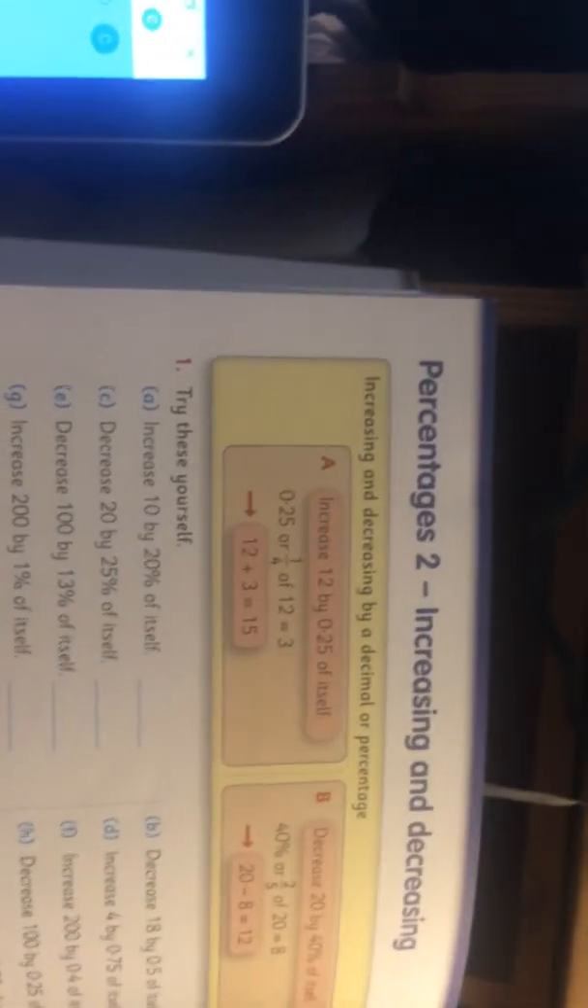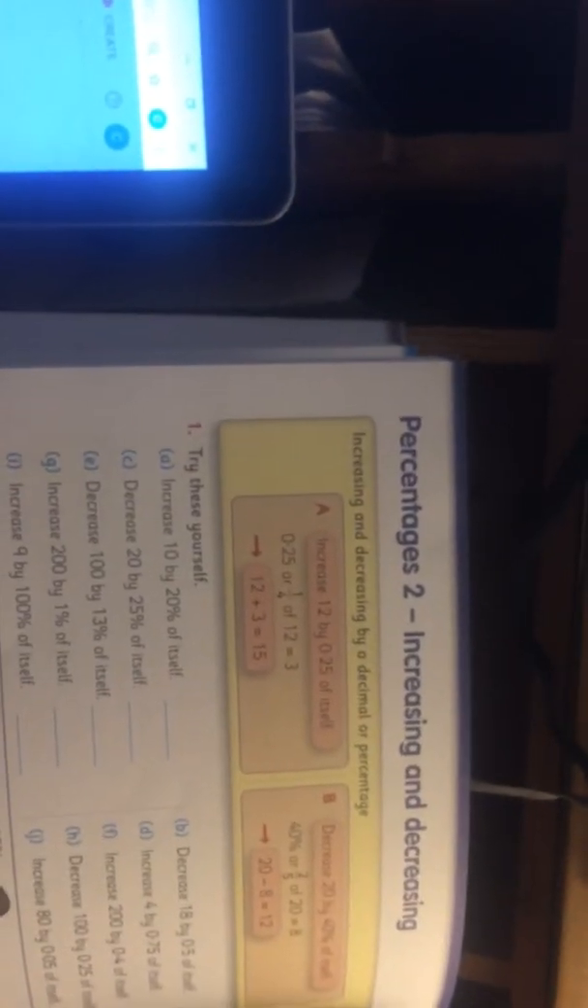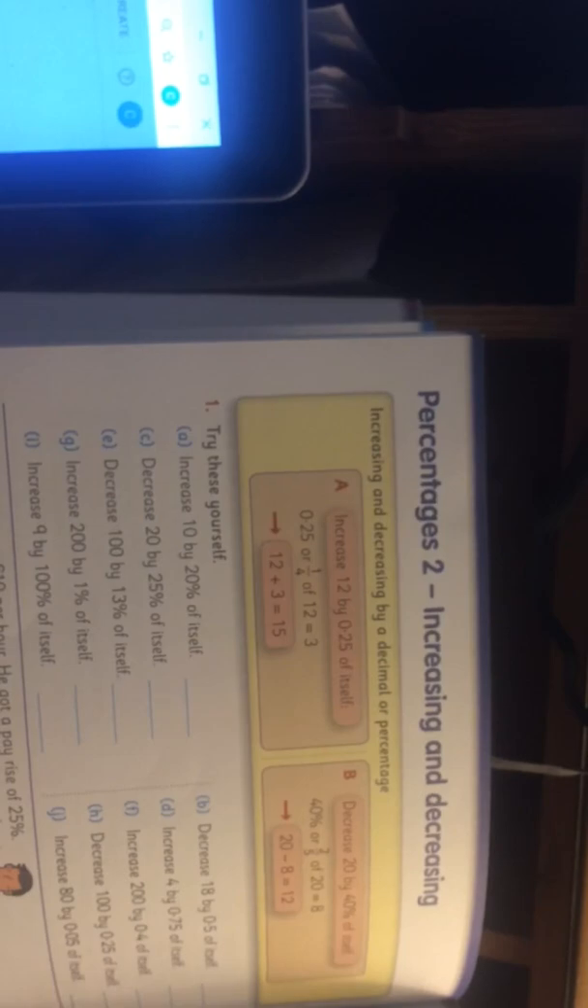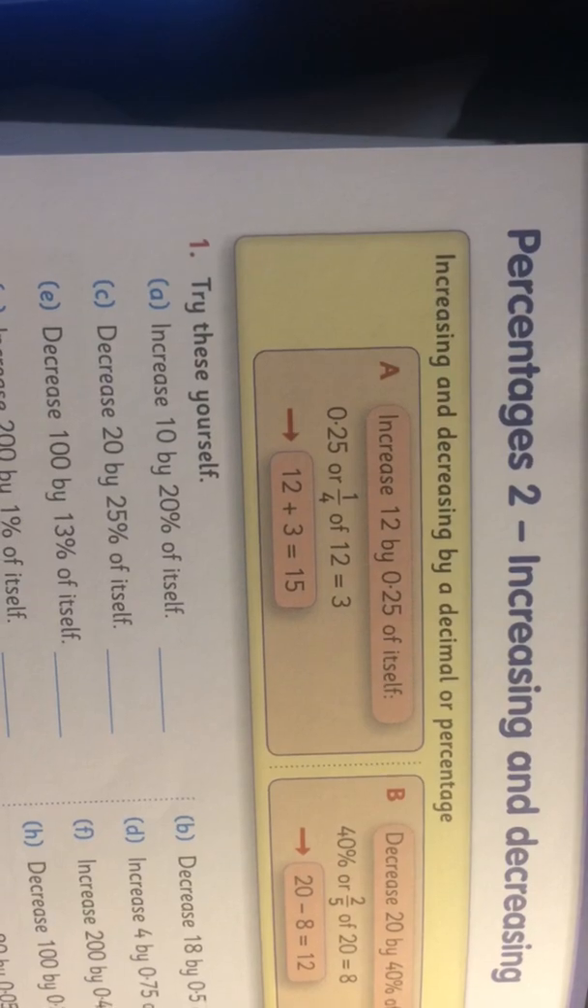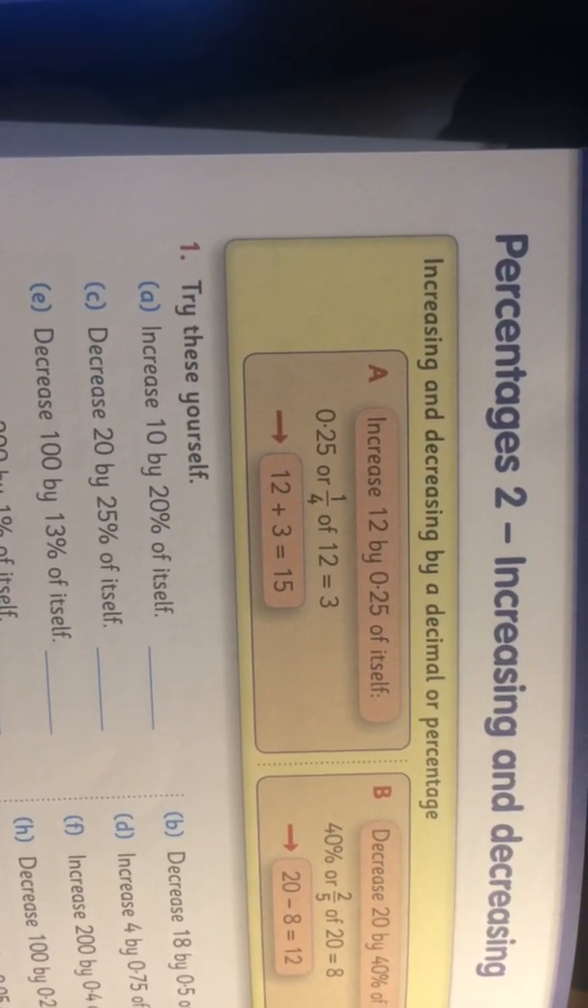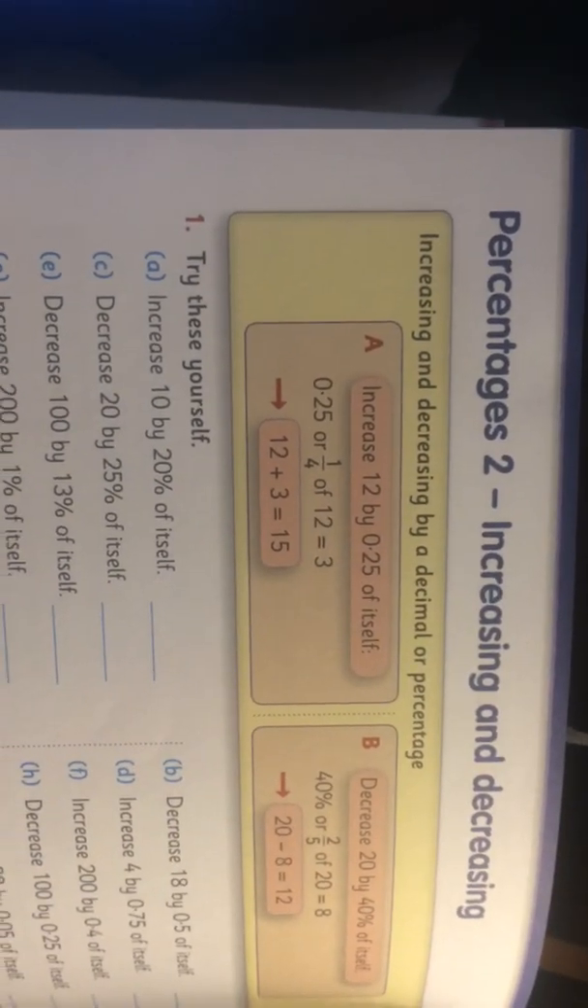So anyway, at the moment we're on page 124 and so far we've learned how to find a percentage of something by turning it into a fraction and then finding that, and then how to increase something and how to find the whole amount if you know a fraction of it. And now we're going to look at how we increase or decrease by a decimal or a percentage. So how do we increase an amount by a percentage?